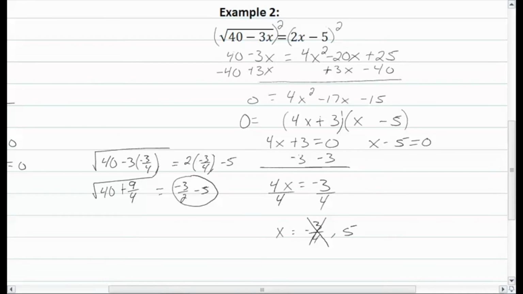Let's check our 5 real quick. So we have the square root of 40 minus 3 times 5 equal to 2 times 5 minus 5. So we have 40 minus 15, which gives me 25, equal to 10 minus 5, which would give me 5. Square root of 25 is 5, so that one checks. So that means our answer then is x equal to 5.